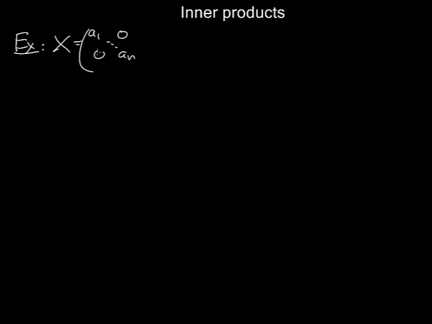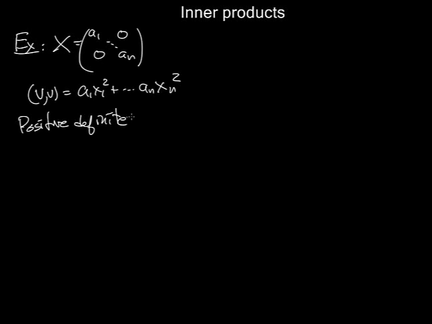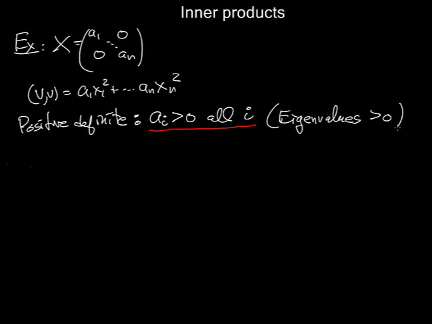Well, let's take a diagonal symmetric matrix, A1 through AN. Then if you take the inner product of a vector V with itself, you get A1 x1 squared plus dot dot dot plus AN xN squared. And the x squareds are all positive. So when is this positive definite? Of course, all of the Ai have to be strictly greater than 0. All right, well, that's easy enough. And of course, thinking a little more abstractly, I'm saying that the eigenvalues are greater than 0.